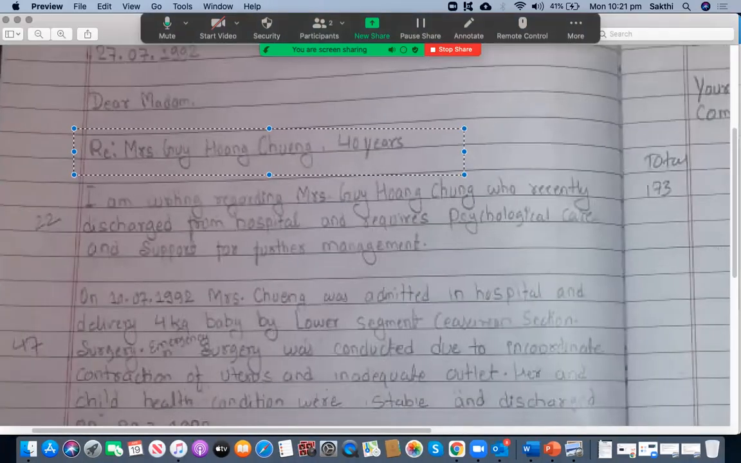I'm writing regarding Mrs. Guy Hoang Chueng. You don't need to write down the patient's full name once again if you have written it here for the first time already. You just need to write the surname, that is Mrs. Chueng. And unfortunately, you have misspelled the name. Can you see this here? It's C-H-U-E-N-G. But here you have written C-H-U-N-G. That's wrong. E is missing here.